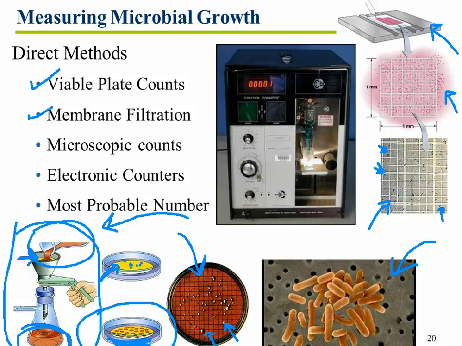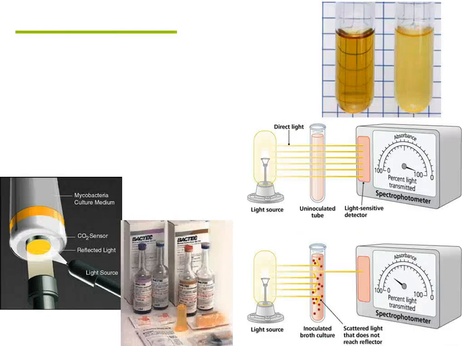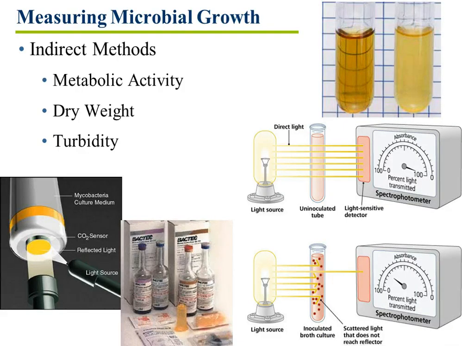Then we've got electronic counter. That's what this is for. It's picking up charges as the solution goes through the counter. Again, you could have dead cells, live cells. Doesn't tell you whether they're alive. And then another one that's used for water is most probable number. This is more of a guesstimate, a close, accurate guesstimate, but still a guesstimate, used for water samples. Okay, then indirect methods. These are methods that don't actually give you a number.